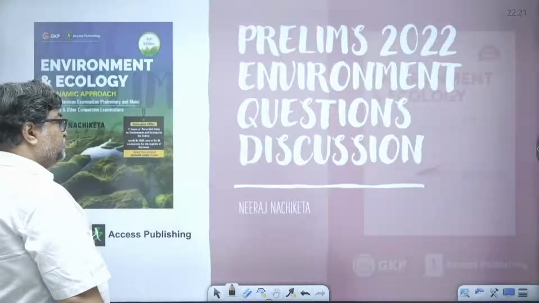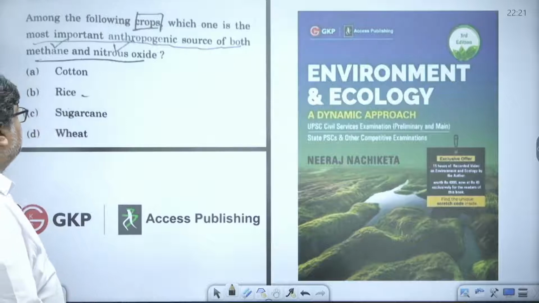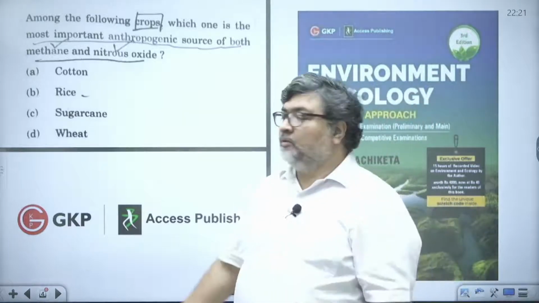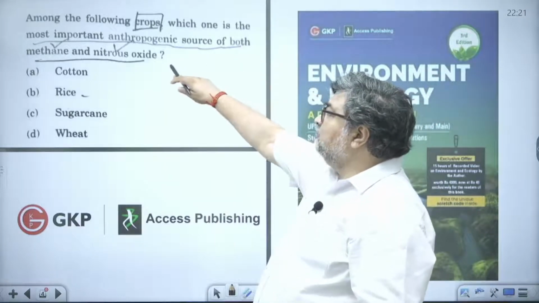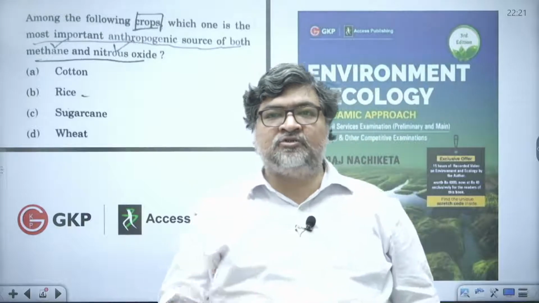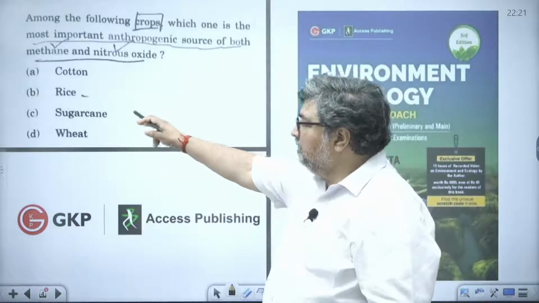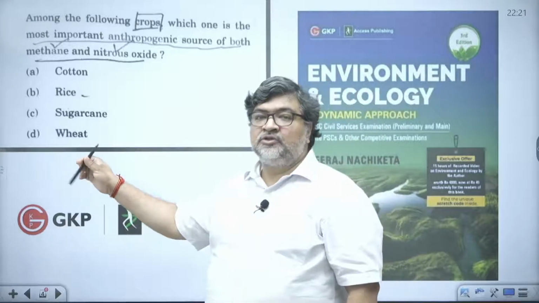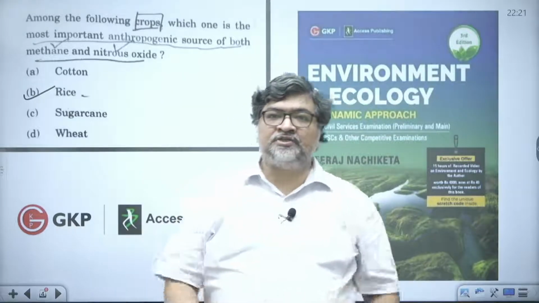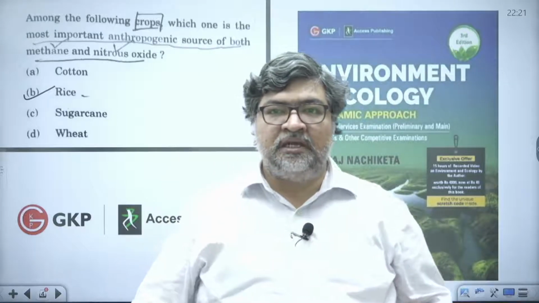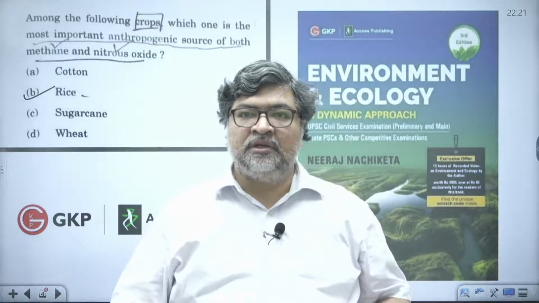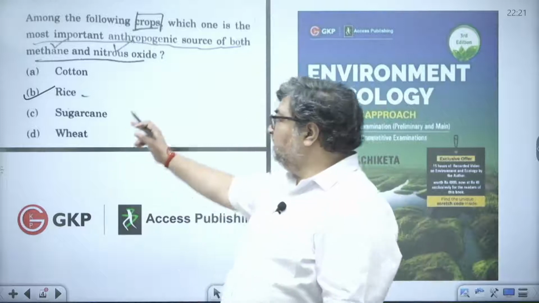So the first question in terms of discussion here is about environment with agriculture, like the rice field. What is the question asked? Among the following crops, which one is the most important anthropogenic source of both methane and nitrous oxide? A, cotton, B, rice, C, sugarcane, D, wheat. So here the correct answer is B, rice, because rice cultivation in anaerobic conditions releases methane gas, and since fertilizers are used, again with the soil and the water, nitrous oxide is emitted, and both are greenhouse gases. So here the correct answer will be rice.